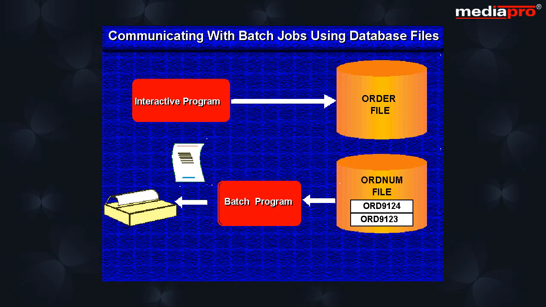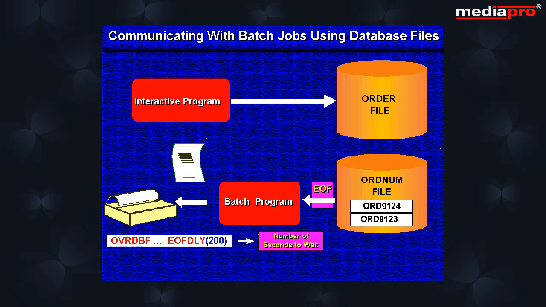If the batch program tries to read a record and encounters an end of file condition, an error will occur. To take care of this situation, we can make use of the end of file delay parameter on the override database file command. Here we can specify the number of seconds to wait before trying to read another record when the end of file is reached.